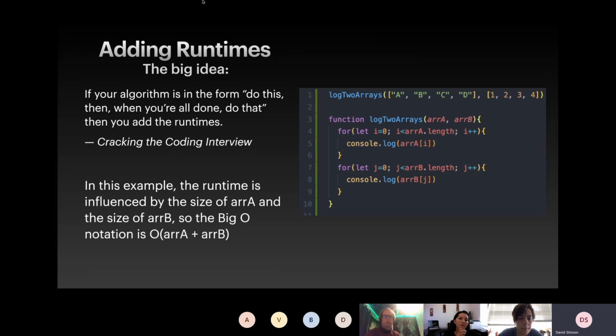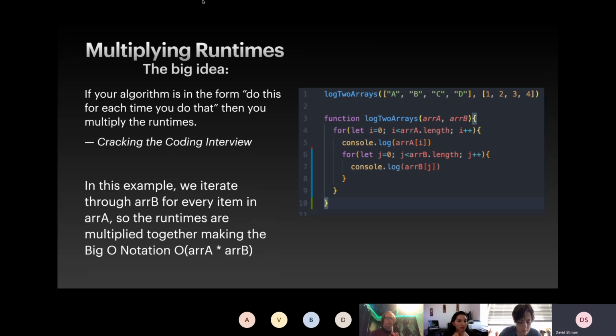So we've seen this example before also. This is just 2 loops. But with this, we've got two different arrays that we're manipulating. We've got array A and array B. So in this case, the runtime is influenced by the size of both of those. So the Big O notation is O of array A plus array B. Cool.